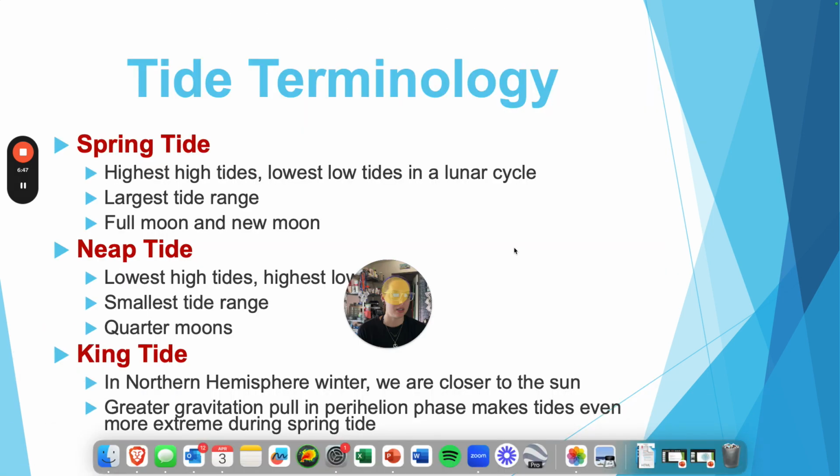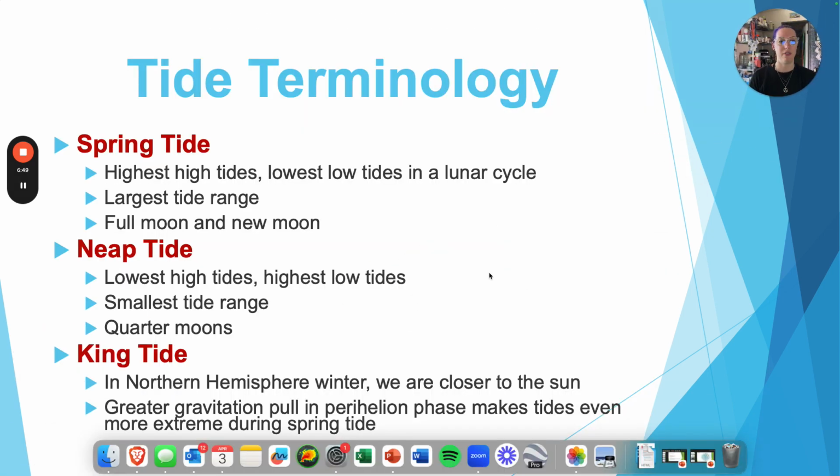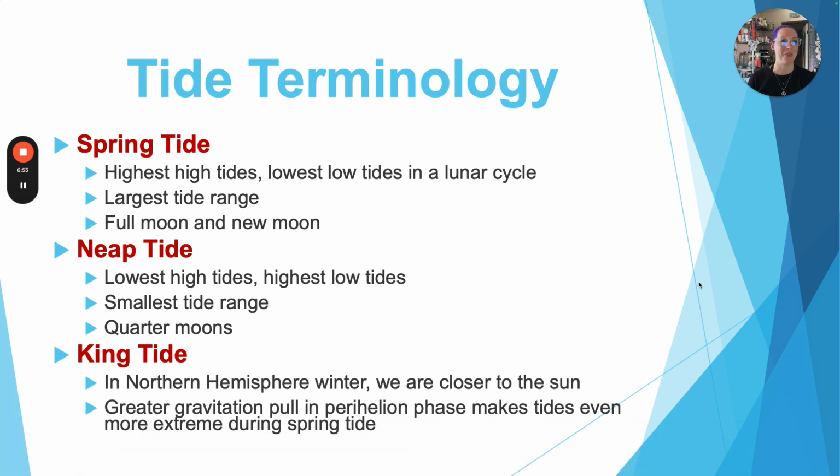So here is a slide representation of these ideas. I encourage you to maybe give the video a little pause so you can write these things down as needed. I've already talked a bit about the spring and neap tides, but there's one that I did not talk about quite yet, and that's this little buddy right here. It's called king tide, and perhaps you've heard this term before.